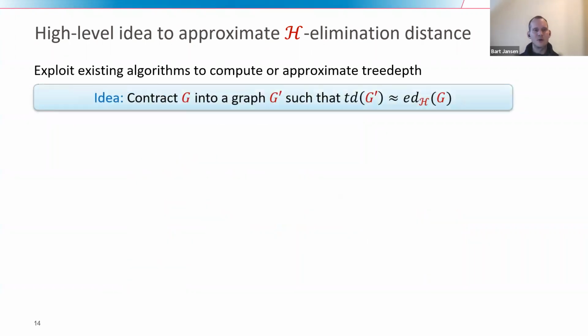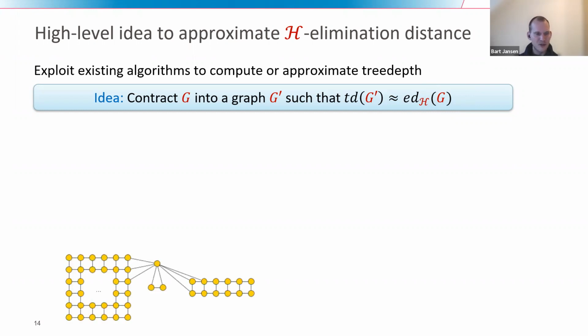So here's the important idea. What we want to do is take our input graph. We're going to define a contraction of it by contracting certain vertex sets into single vertices. And what we want to achieve is that the tree depth of our contraction starts to behave like the elimination distance of our original graph to the class H. Let me show you a picture to aid the imagination.